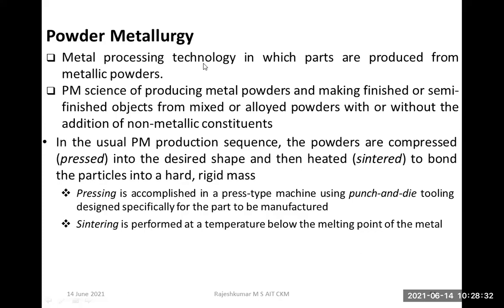It is an art and a science of producing metal powders, and semi-finished and finished objects from individual, mixed, or alloy powders, with or without the addition of non-metallic constituents. So those we generally term powder metallurgy. In case of powder metallurgy, the alloy powders with additives and lubricants are mixed, which is suitable for die and heating, and it should not be affected by atmospheric impurities. Everything has to be balanced.